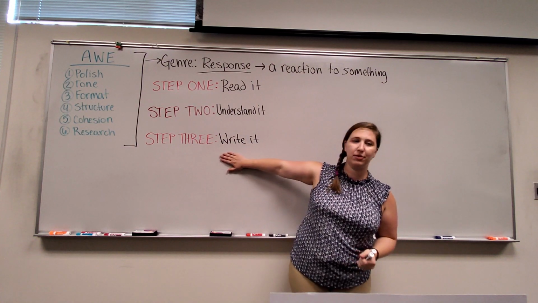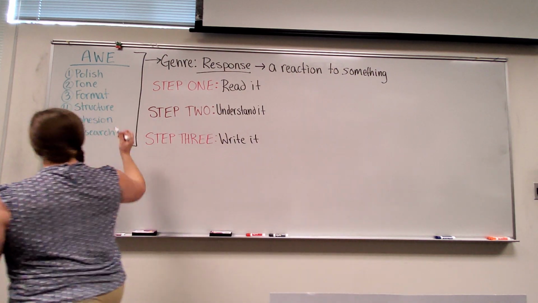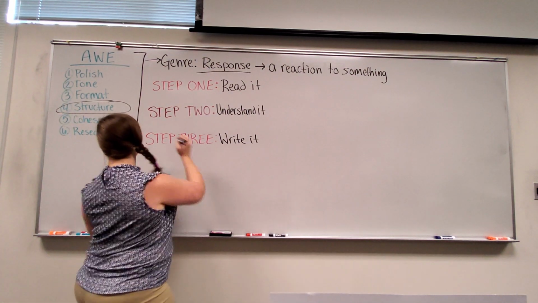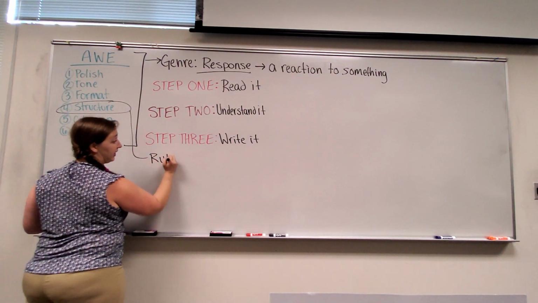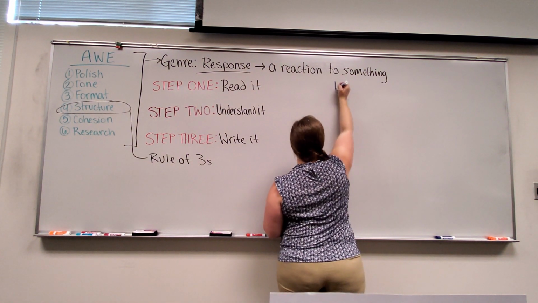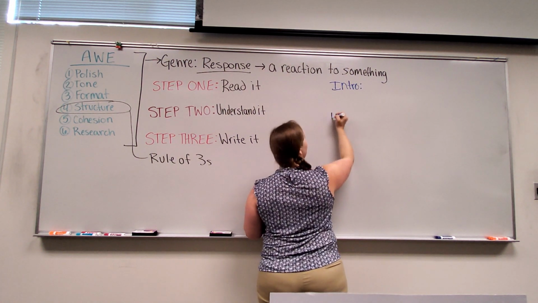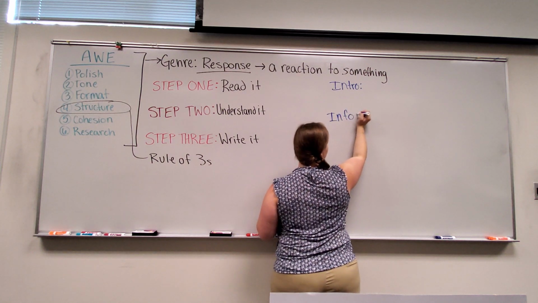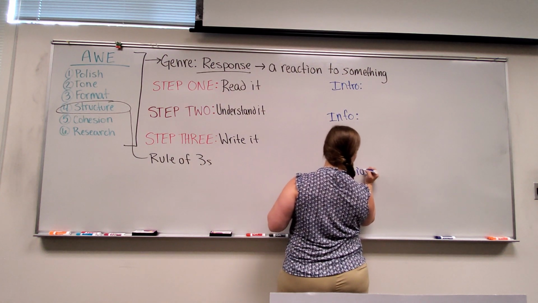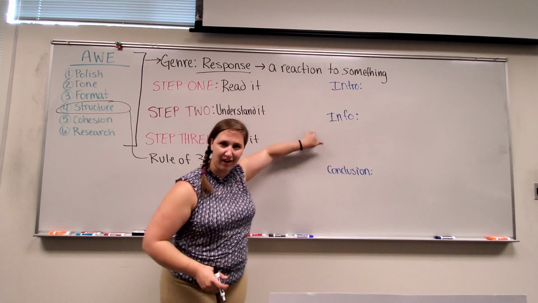Now, when it comes to writing it, this takes us back to our academic writing expectations because, well, we need to follow our structure, follow the rule of 3s, if you remember. Now, the rule of 3s means you have an introduction. What's next? Yep, your information, and then you always finish with, yep, your conclusion. So whenever you write a response, you gotta have all 3 of these.